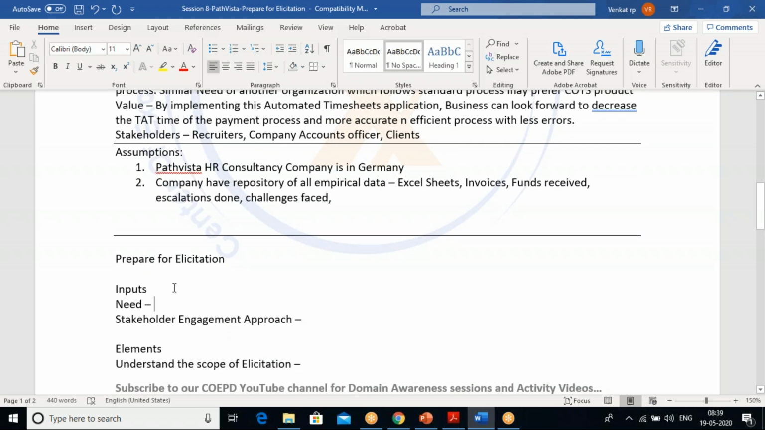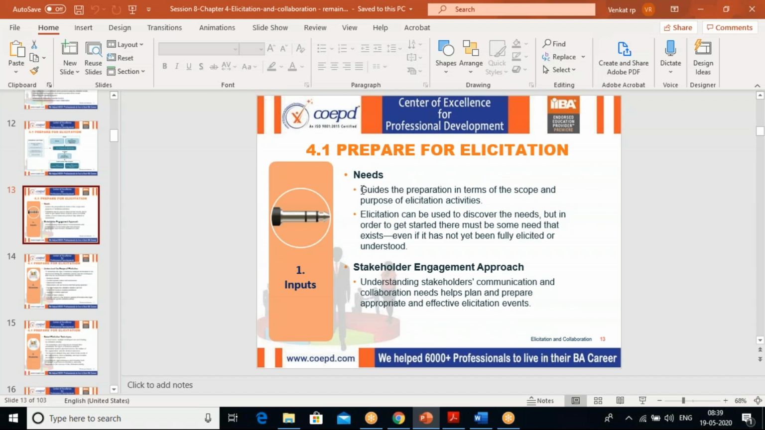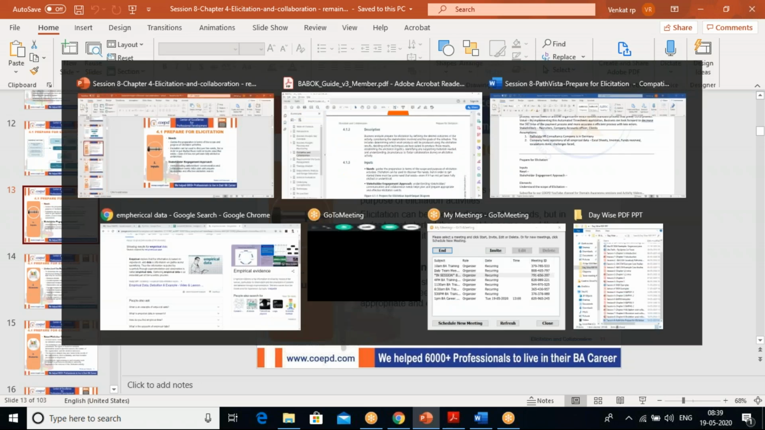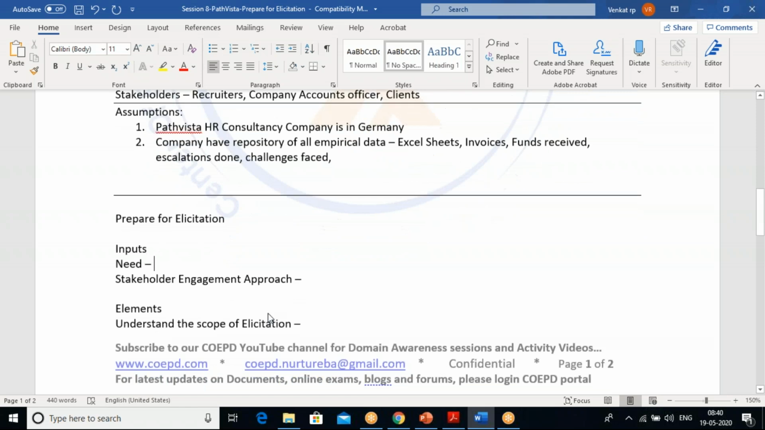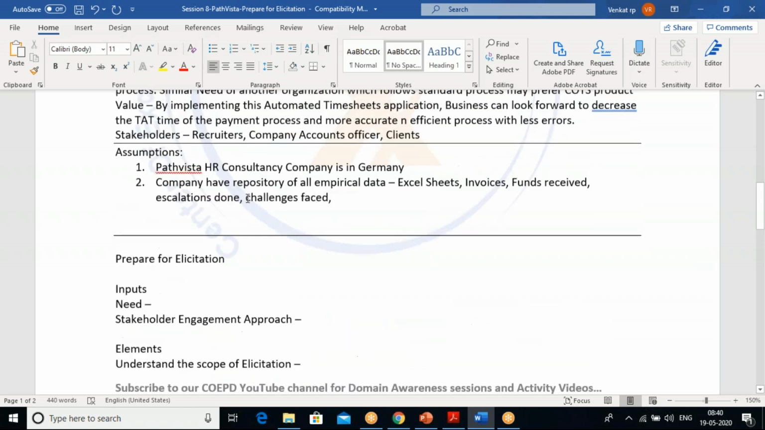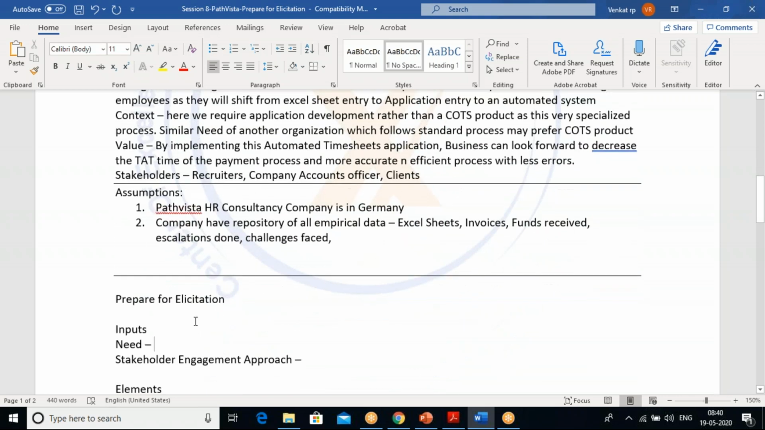And here, what is the need of elicitation, where we have to understand, you have to write that sentence, and for that you have to take the reference of the information which I have shared in the PDF. Just read it and correlate that information onto the case study which I have shared with you now. Then try to write a sentence on your own here, and we will evaluate how it is. We will understand the need as something like, we have to automate the timesheets from the Excel sheets, that you can write.